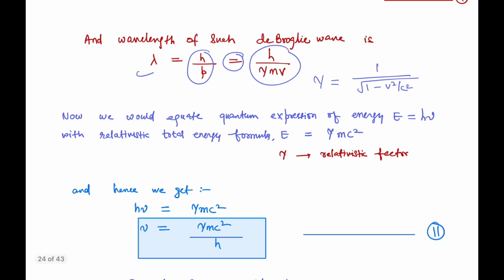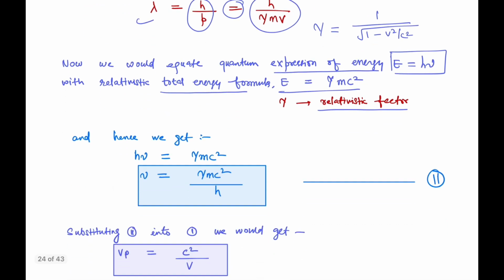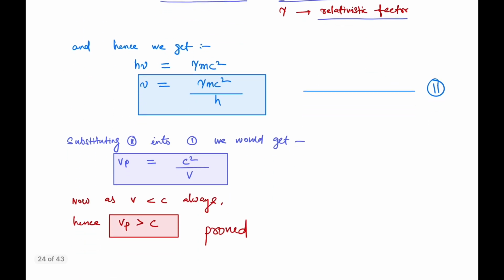Now what we are going to do is equate the quantum expression of energy. Energy has the classical expression and the quantum expression as well, that is energy is h multiplied by frequency of the wave, with the relativistic total energy formula, that is energy is equal to gamma mc square, where gamma is nothing but the relativistic factor. So when we do that, we get this expression for frequency, which is equal to gamma mc square by h. We have denoted the same thing with equation 2. Now when we substitute equation 2 in equation 1, we get actually c square by v. So Vp is equal to c square by v.